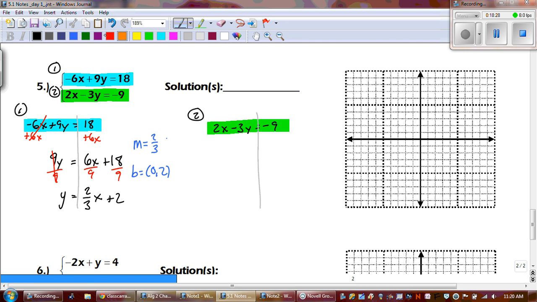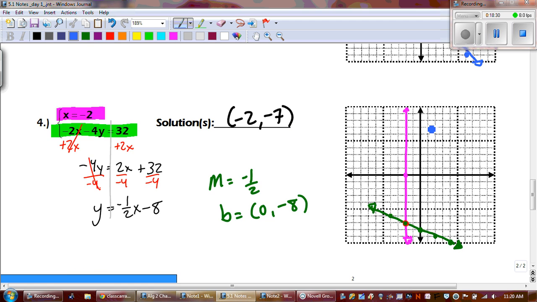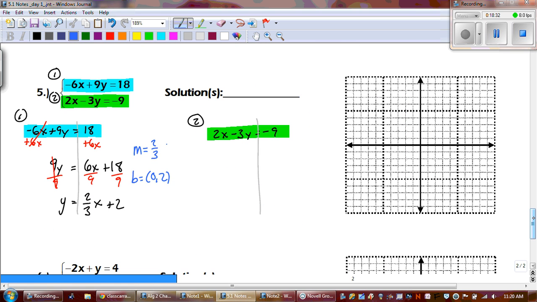All right, so I'm just going to graph that right now. I'm starting at 0, 2, and I'm going up 2 over 3, up 2 over 3, up 2 over 3. And I'm going to do that in both directions. Okay, now that we've got all of our points, I'm going to draw the line and add the arrows. Okay, that's our first one.